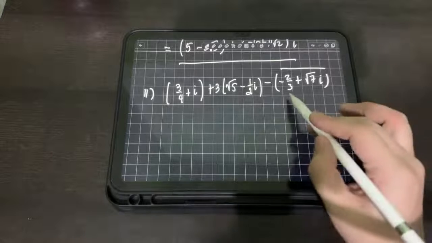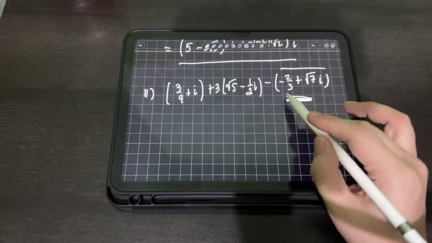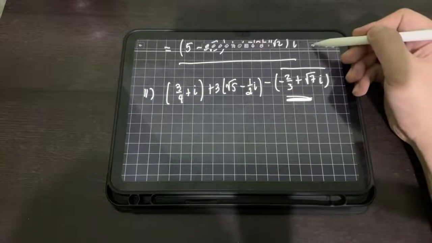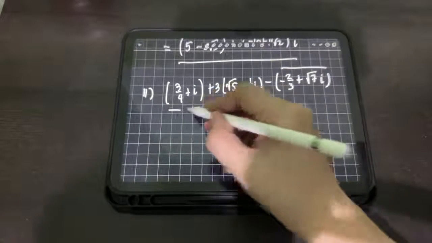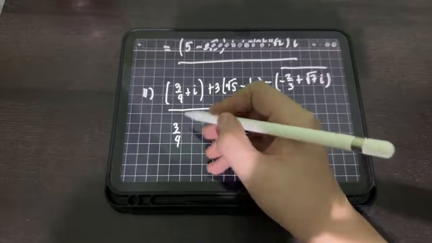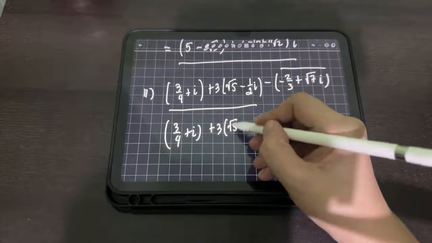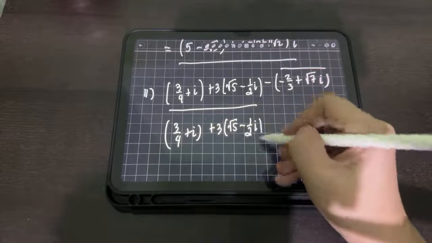So we have a conjugate again. The conjugate of negative 2/3 plus square root of 7i. So let's find first its conjugate. Let's copy the first two complex numbers: 3/4 plus i plus 3 times the square root of 5 minus 1/2 i.